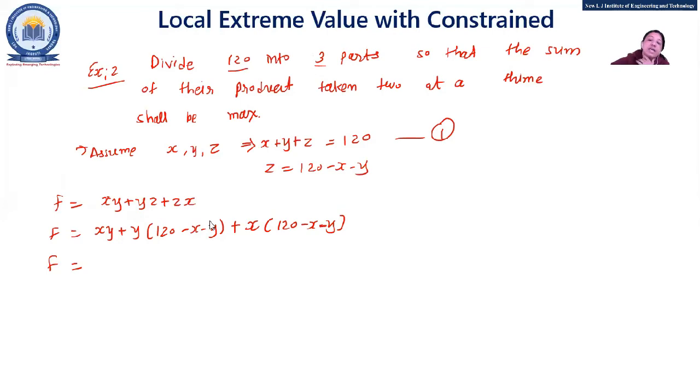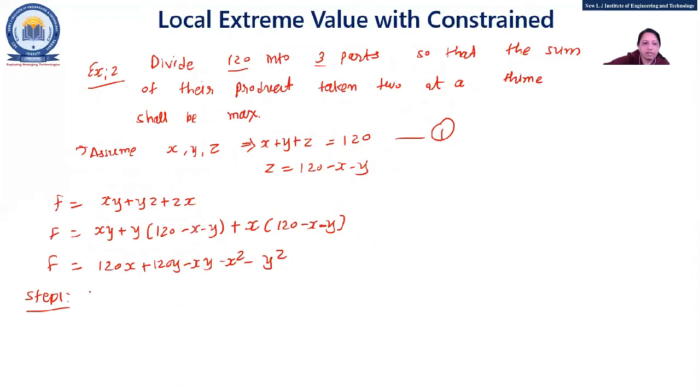Vedanshi, yeah, number 31. What is F? Ma'am, F will be 120x plus 120y minus xy minus x square minus y square. Okay, fine. This is my F now. Now we will start with step 1 here.